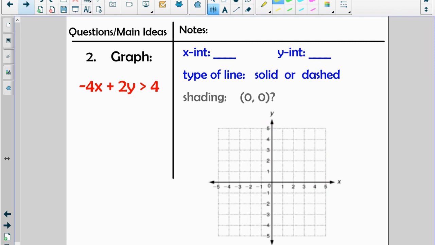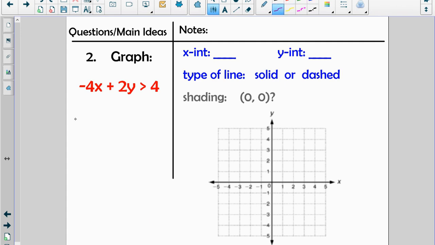Number 2. All right, let's do this the same way. Let's start with finding the intercepts so we can put the boundary line in place. We'll check to see what type of boundary line we want to draw, and then determine if 0, 0 is a solution or not, so we can tell which side to shade.